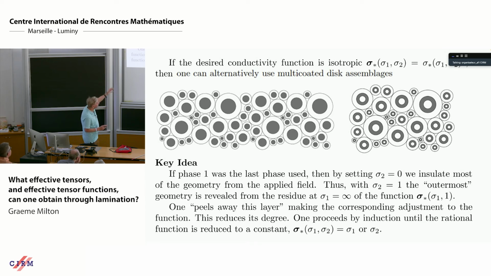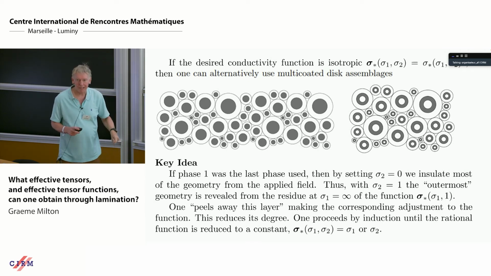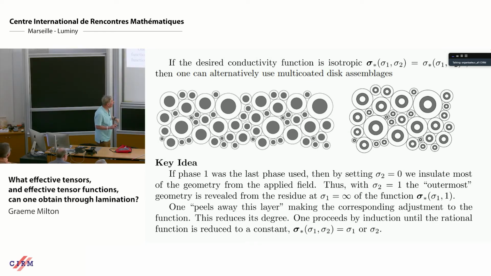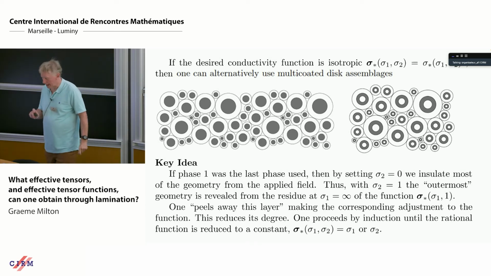Alternatively, you can use multi-coated disk geometries. I've mentioned the doubly coated ones, but you can have triply coated ones and so forth. And then you can alternatively use these geometries to represent any geometry at all in 2 dimensions. It's basically an inductive procedure. If you put the conductivity of the grey material equal to 0, you can determine the volume fraction of the outermost layer, and so you can peel that away, and then you do the same thing with the effective conductivity of an arbitrary geometry.